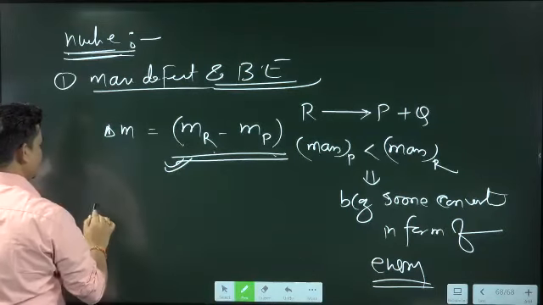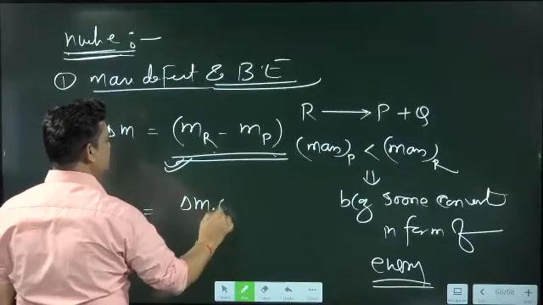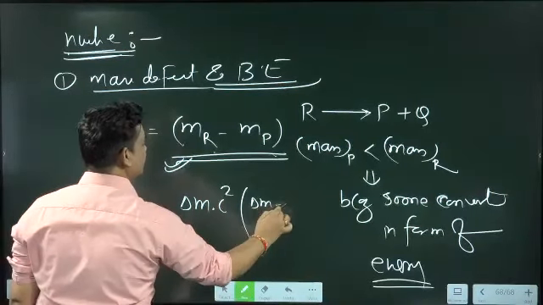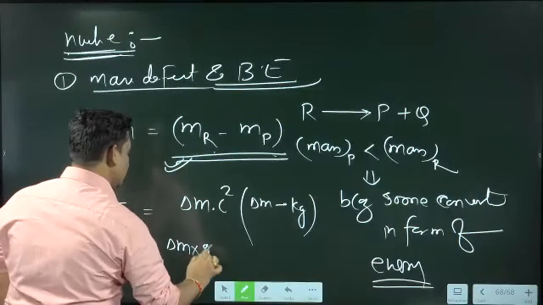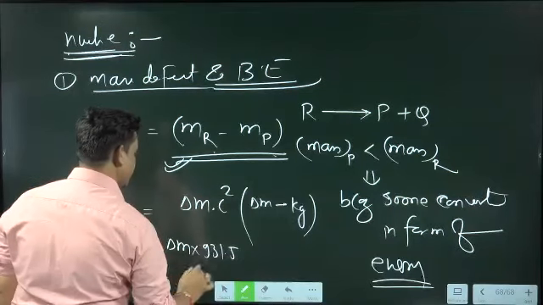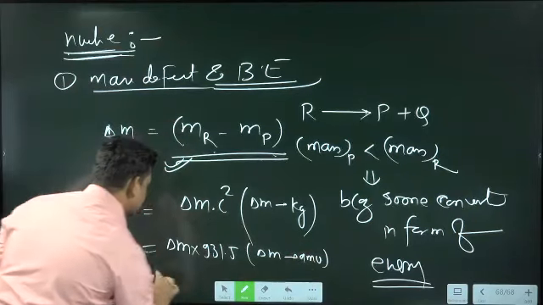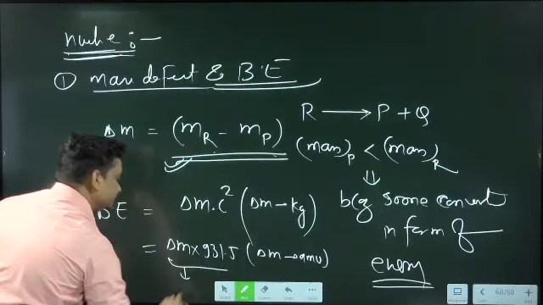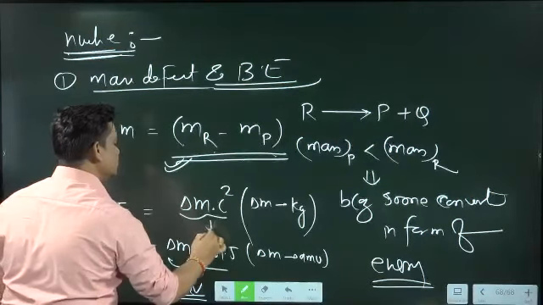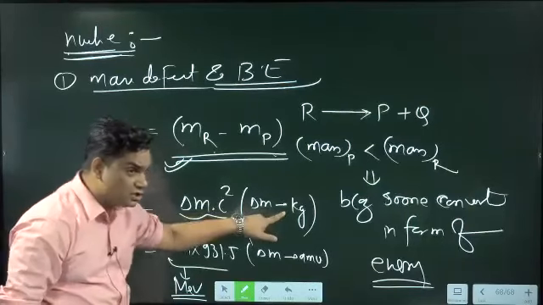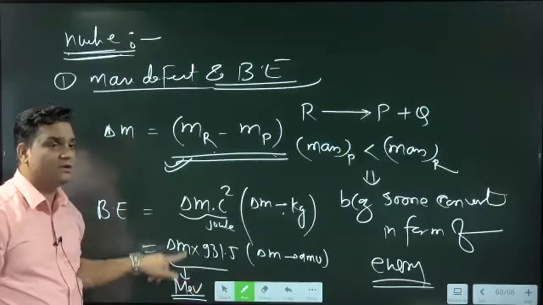After getting the mass defect, we can use binding energy or energy released will be delta m into c square if your delta m is in kg. Otherwise we can use delta m into 931.5. Here delta m will be in AMU, and this energy will be in mega electron volt. Here this energy will come in joule when you use mass in kg, and if you're using the other one, then it will come in mega electron volt.